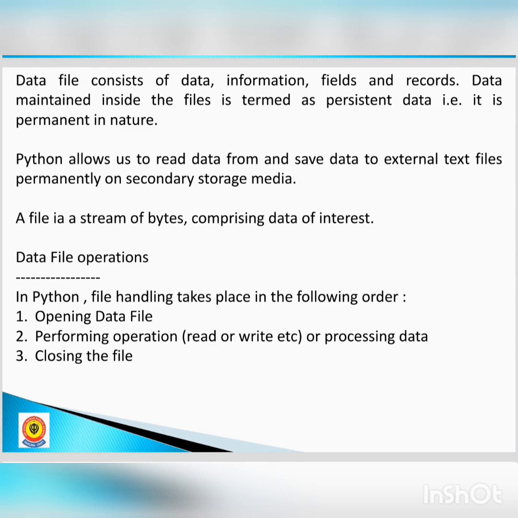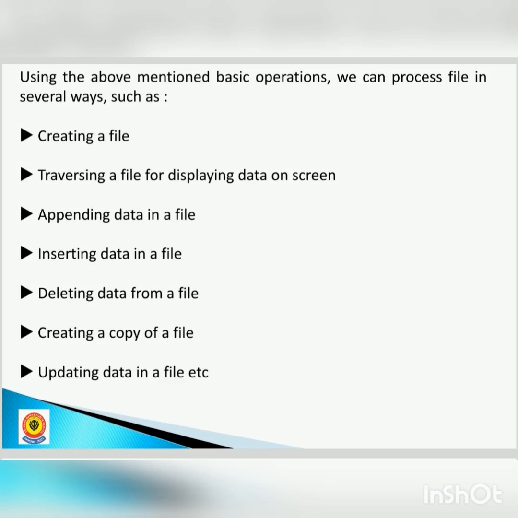Now come to data file operations. In Python, file handling takes place in following orders. First, opening data file. Second, performing operations like reading or writing. And third, closing the file. Using the previously mentioned basic operations like opening, reading or writing, and closing, we can use data file in following ways. Look at the given points one by one.